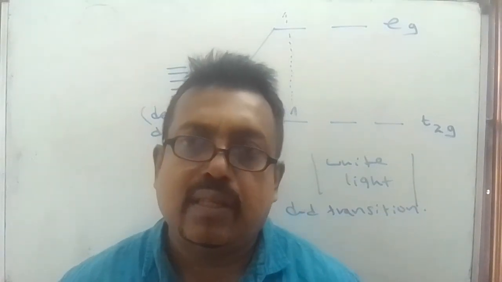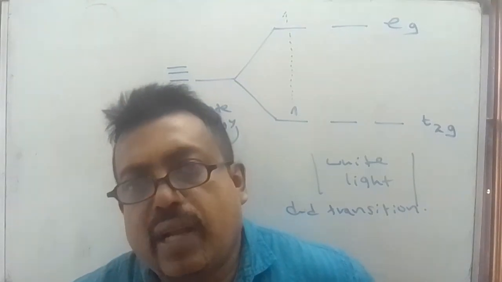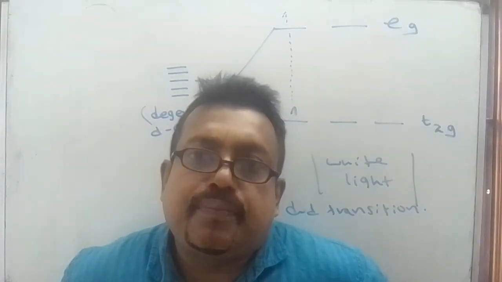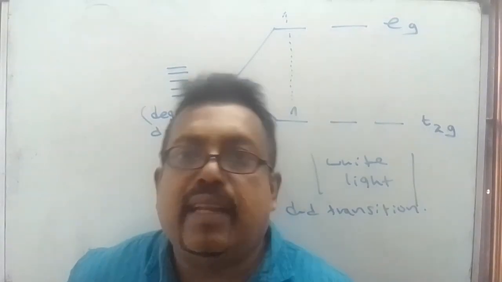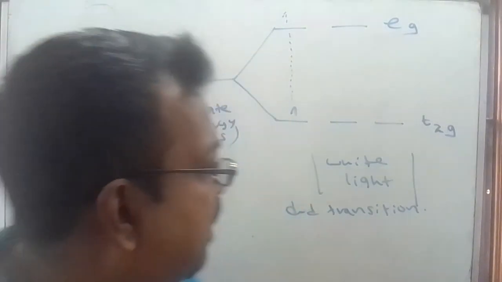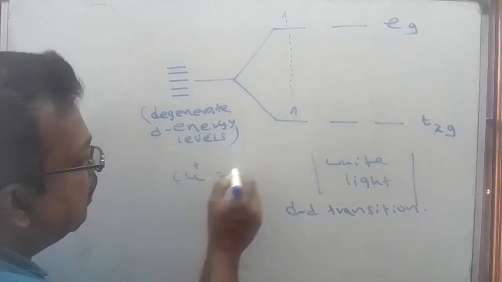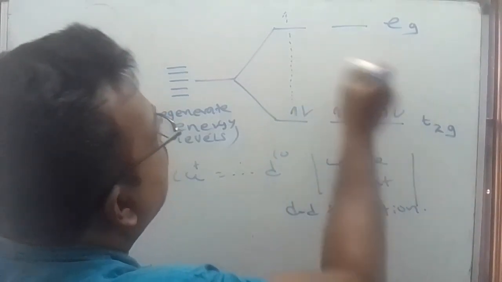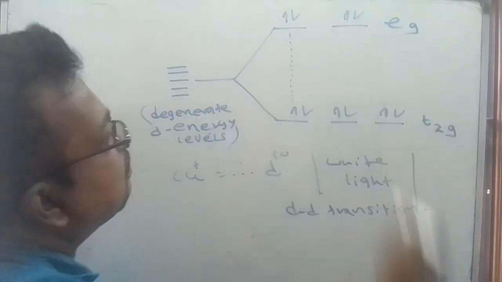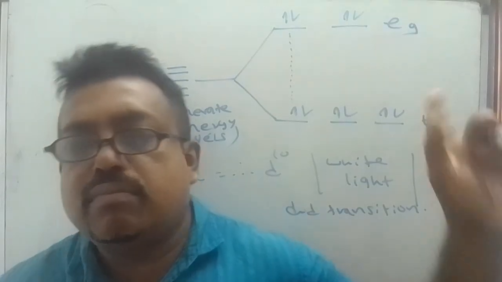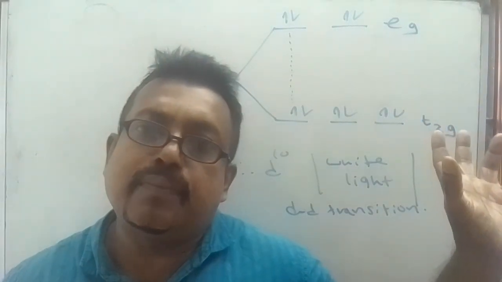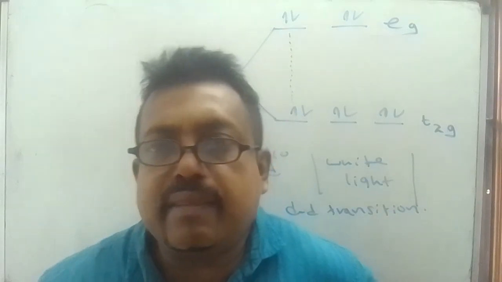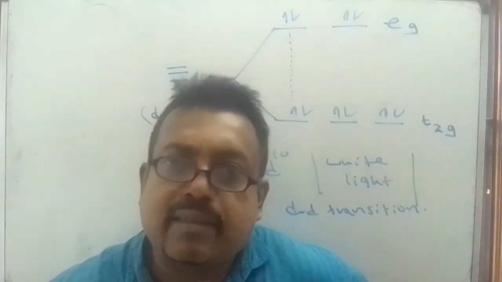So in that question they are asking why they can show color. So the answer is, you can write, why Cu plus chloride is colorless. For the Cu plus ion, the electronic configuration is d10. d10 means what? All these shells are filled with electrons. Therefore, it is not possible to carry out d-d transition.